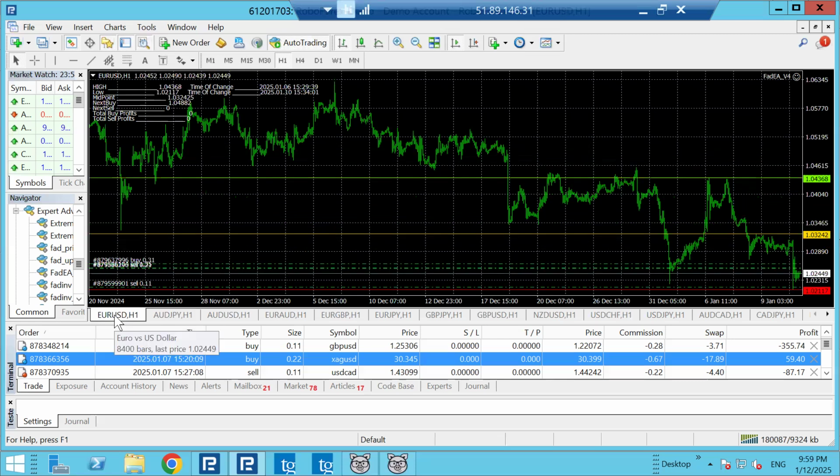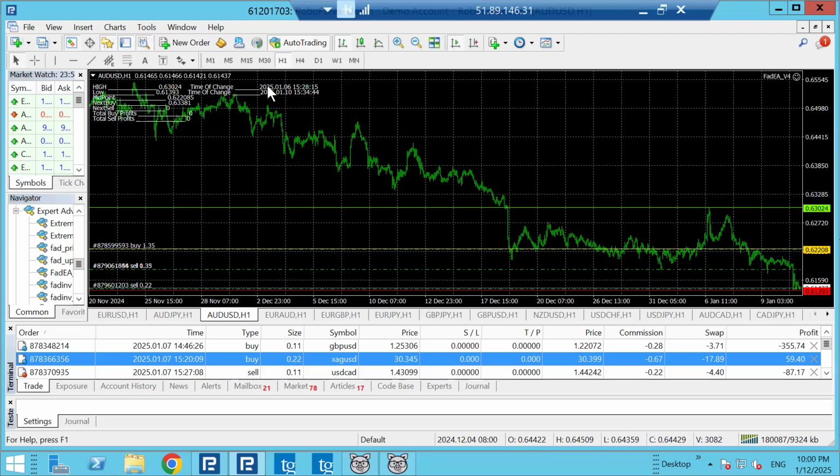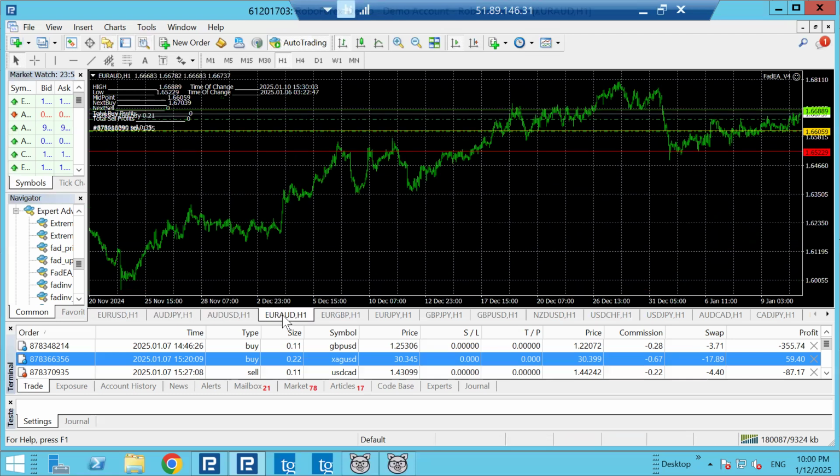So this is Euro USD as well. You can see from the data we had here, 1.0436 was achieved on the 6th, and 1.021 was achieved on the 10th. So the last move was the low price. AUD USD as well, you can see the high price was achieved on the 6th, the low price was achieved on the 10th. Euro AUD, as you can see here, the high price was achieved on the 10th and the low price was achieved on the 6th.